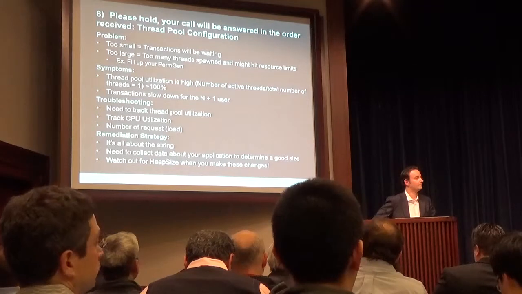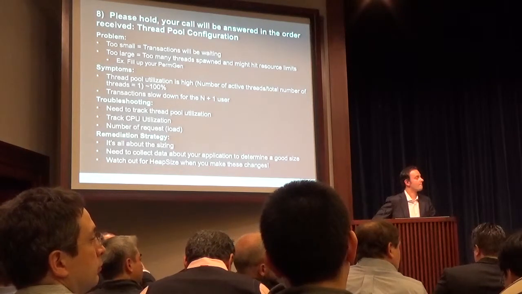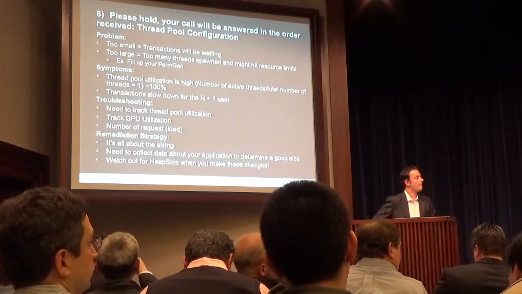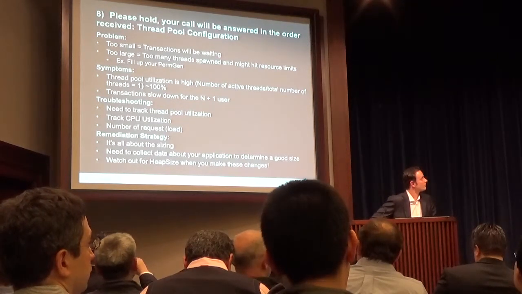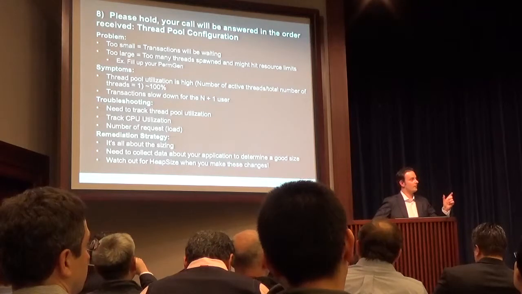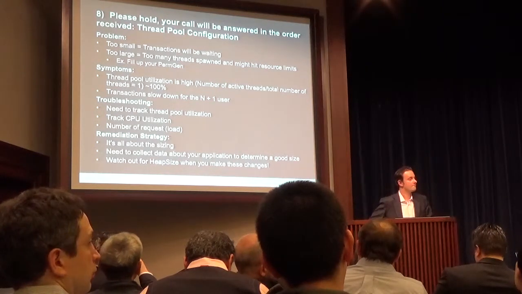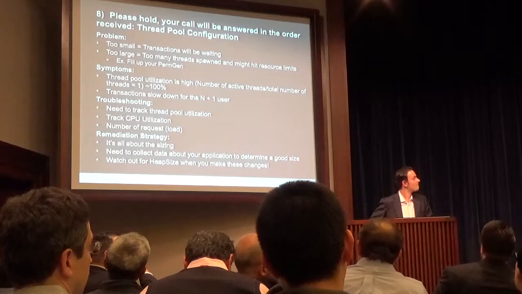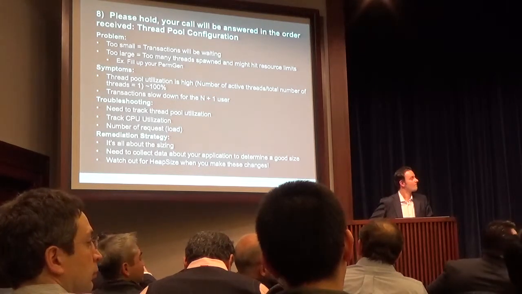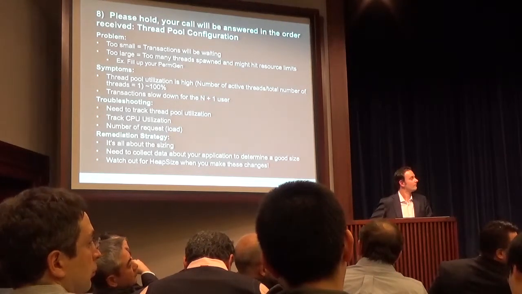Quick question. How are threads spawned? Do they fill up your permgen? Because they use up the metadata, right? So every additional thread puts some metadata in permgen. Am I wrong about that? I've looked at the code. I'm not sure if that's true.